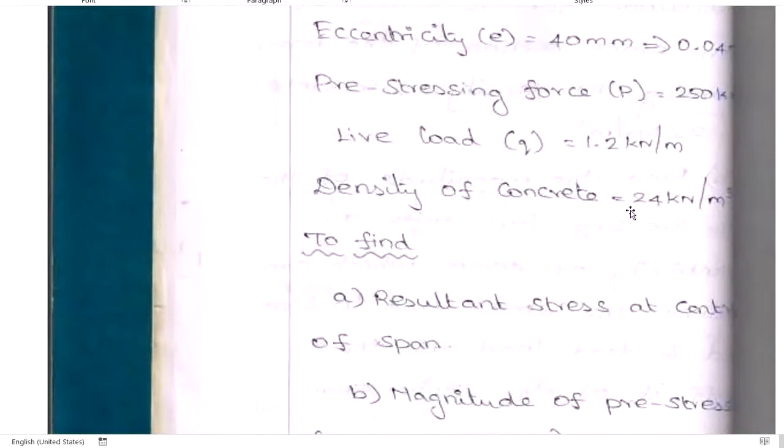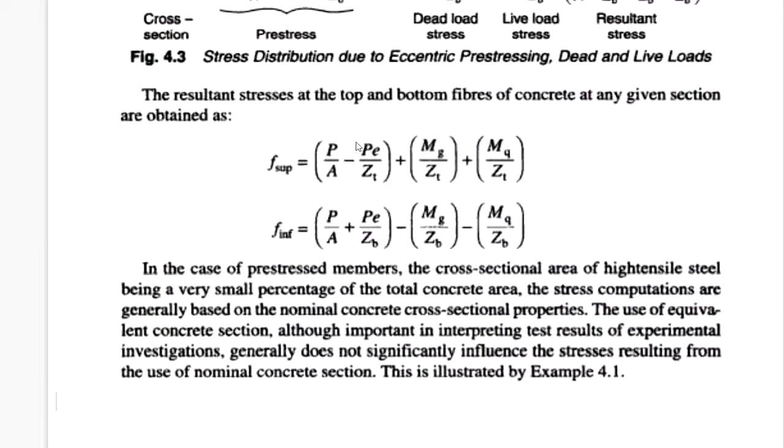Now the pre-stressing force P is equal to 250 kilonewton, live load Q is equal to 1.2, and the density of concrete is 24 kilonewton per meter cube. Now we have the formulas like this. We need P, which they have given, and we need to calculate the cross-sectional area, which we can easily do.